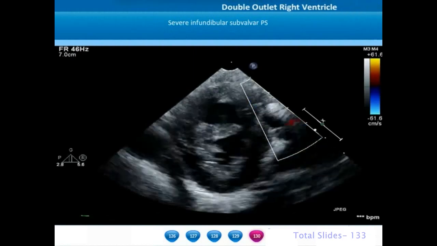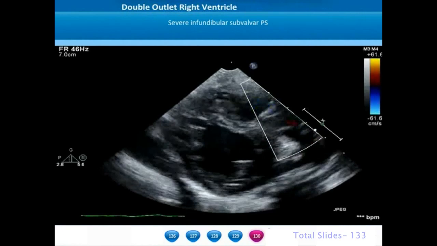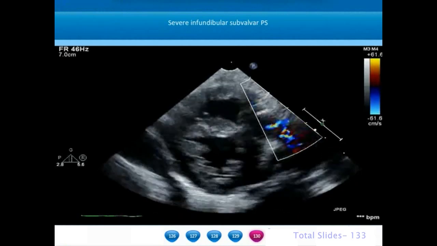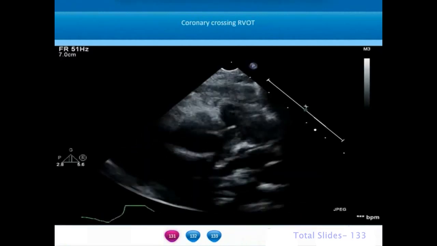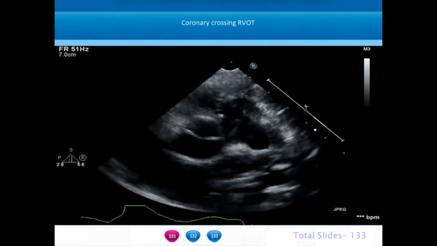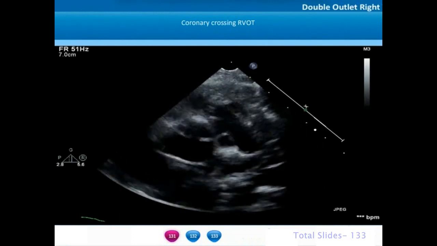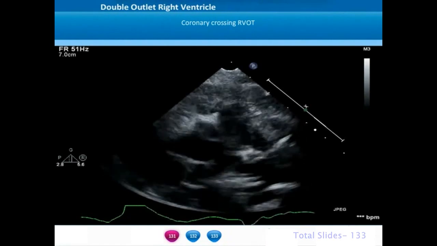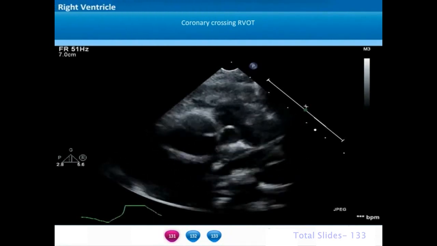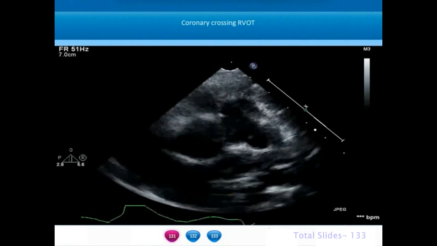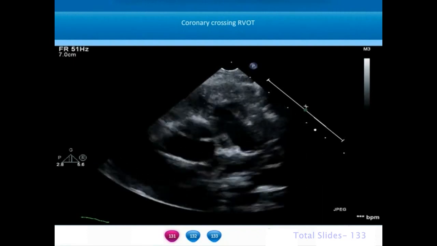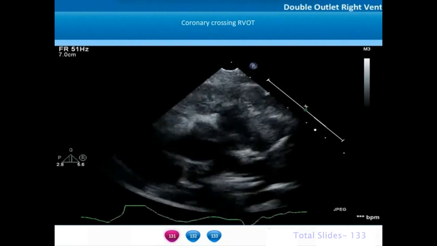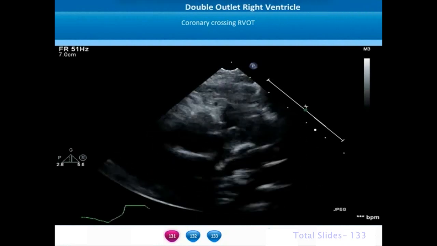On a leftward sweep of this parasternal long axis view, we can appreciate a severe infundibular narrowing and turbulence in the subpulmonary outflow tract. On a parasternal short axis view, we can appreciate the severe infundibular narrowing, side-by-side relationship between the aortic annulus and pulmonary annulus, the narrowed pulmonary outflow tract. We can also see that the right coronary artery is giving off the left anterior descending coronary artery and the LAD crosses the right ventricular outflow tract in the region of the infundibulum.